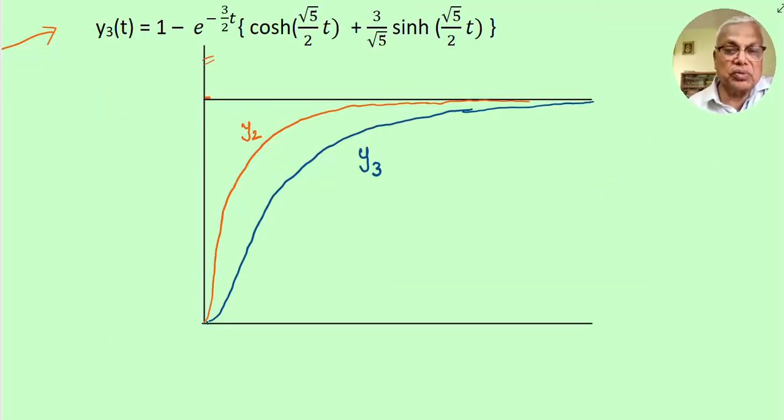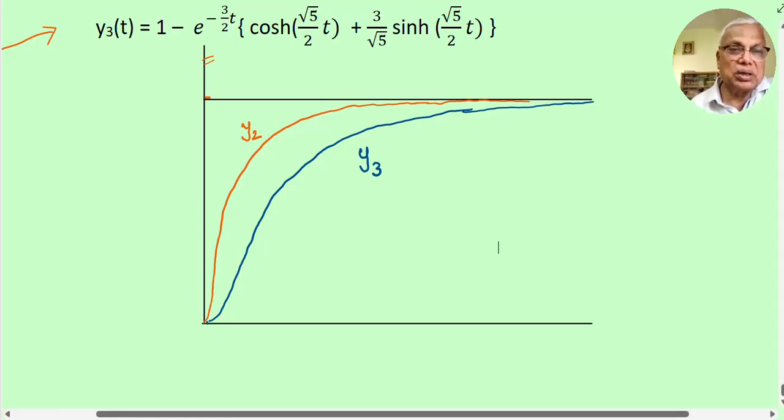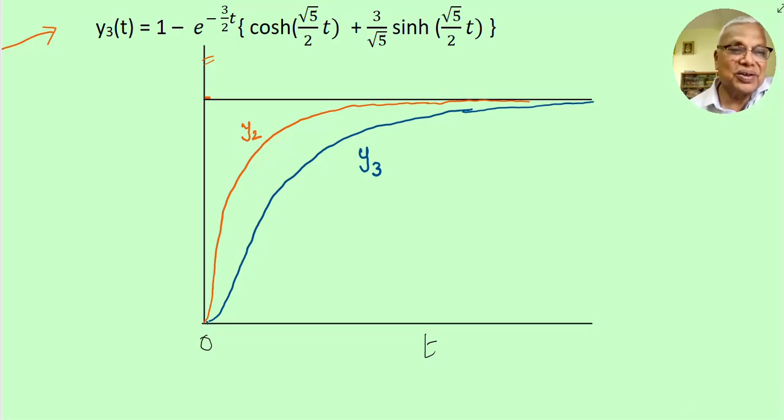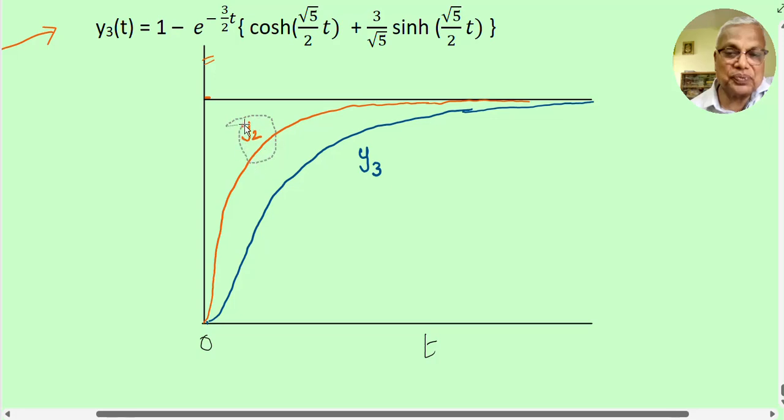So if you make a plot of this y versus t, this is t here. For comparison, I have shown the previous graph also, the previous equation y2. This is y2, previous one. I have drawn the sketch on the same graph to understand the difference between the second equation and the third equation. So this equation is the third, y3.